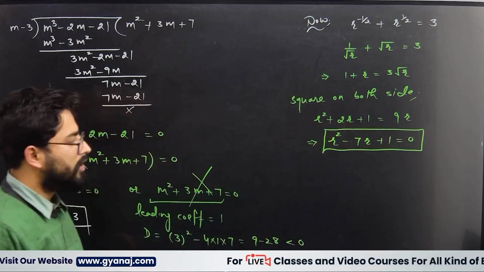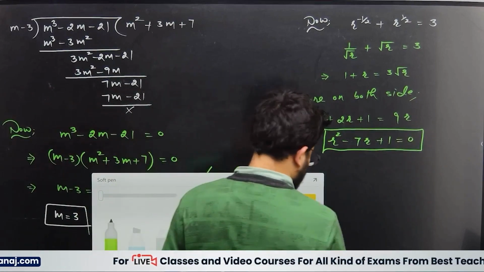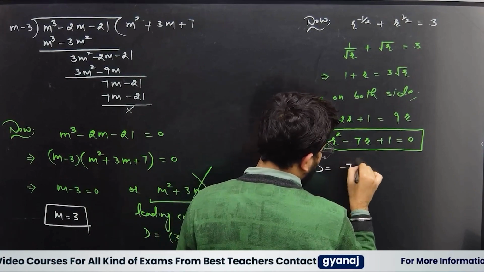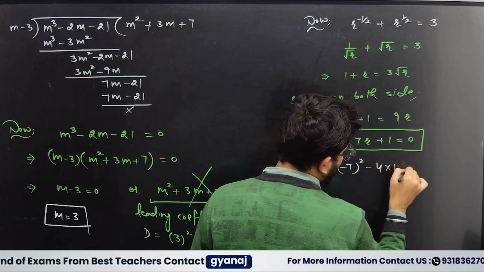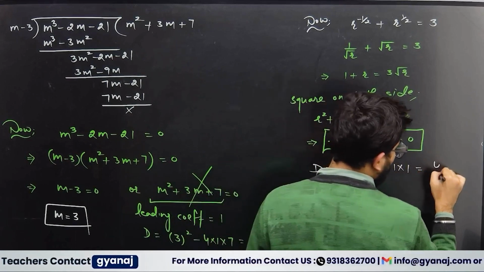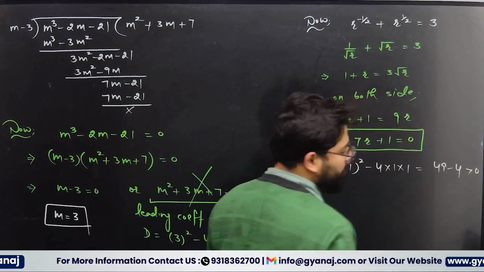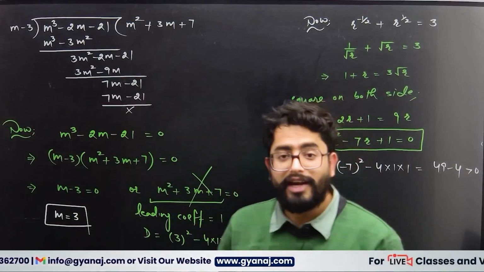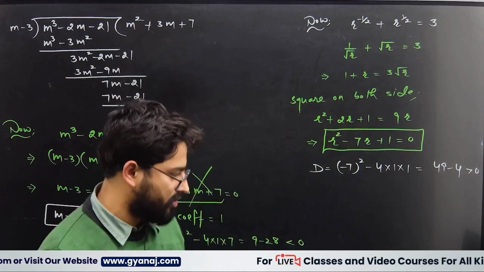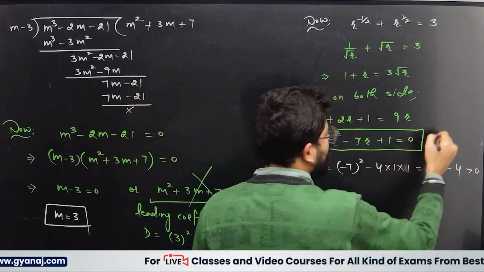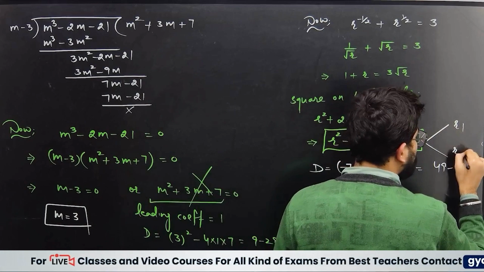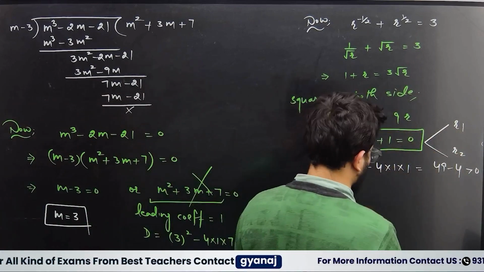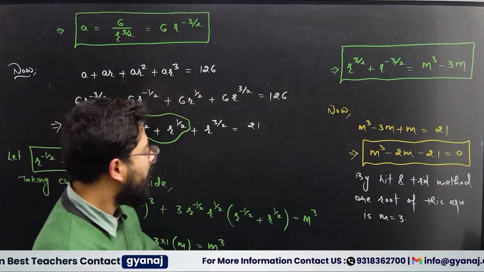If you observe and find the discriminant, that is b square minus 4ac, which is 49 minus 4, which is greater than 0. It means we have two real values for r, for my common ratios. It means we have two geometric progressions. And for these two geometric progressions, roots of this equation are the common ratios. Let's say roots of this equation are r1 and r2.